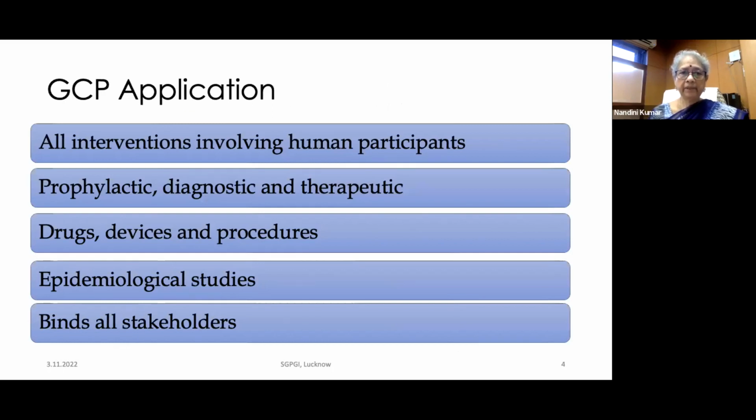When you come to GCP application, people generally think that it is only applicable for clinical trials, but it's not so. For any research, you can apply the same principles, because it highlights the importance of documentation. It can involve all those research projects where interventions are used involving human participants, whether for prophylaxis, diagnosis, or therapeutic aspect. Drugs, devices, and procedures are there, but it can be applied to epidemiological studies also, or any other study of relevance. And it binds all stakeholders, starting from the sponsors, the CRO, the site, the principal investigator, the ethics committee, and the regulators.